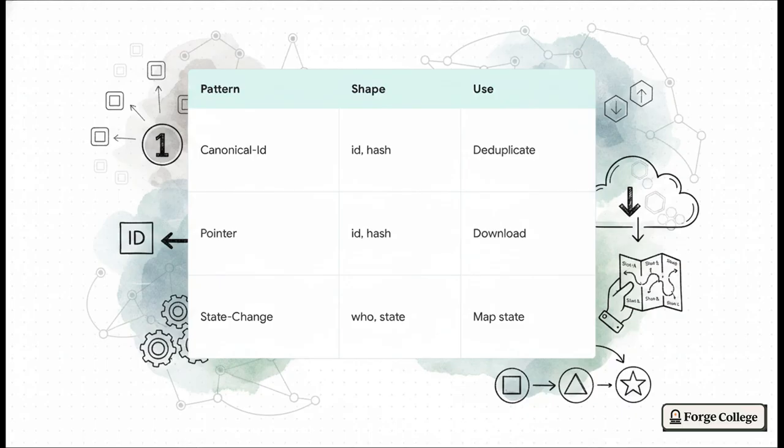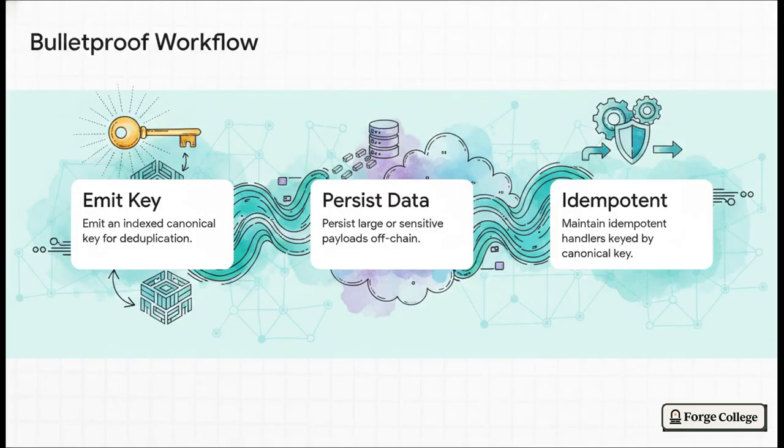Then, the pointer plus payload pattern. Emit an ID and a payload hash. Listeners see that and know, okay, time to download the heavy payload from IPFS or an S3 bucket, which saves crazy amounts of bandwidth. Finally, the state change pattern. Instead of emitting some fleeting action, you emit the new state. Listeners map that directly to their local state machines, so they don't have to constantly hit your contract with queries. Honestly, if you follow these 3 mechanical steps, your system is going to be practically bulletproof.